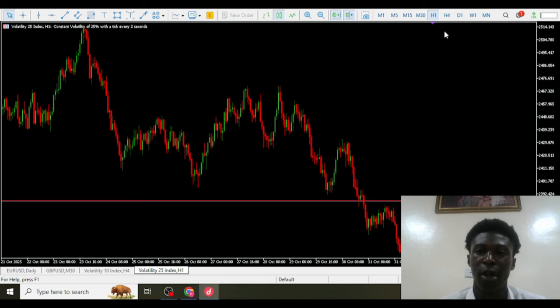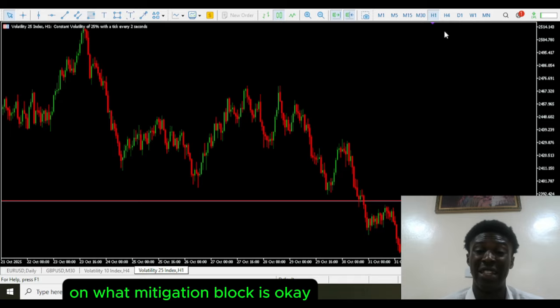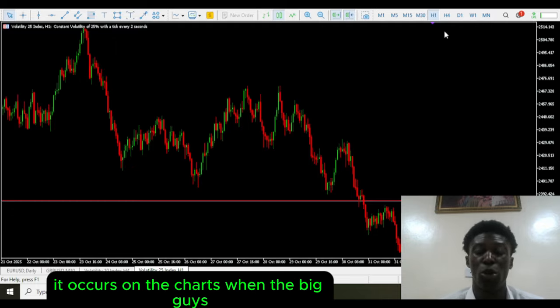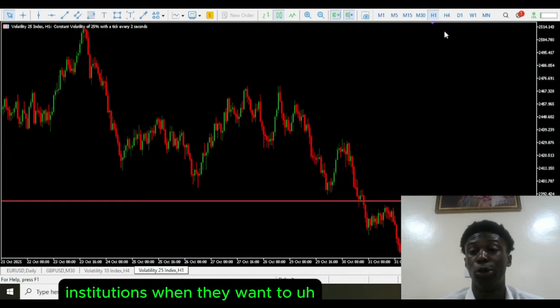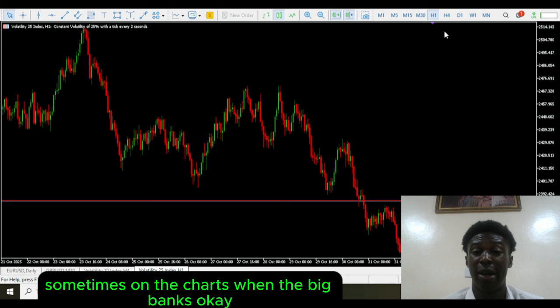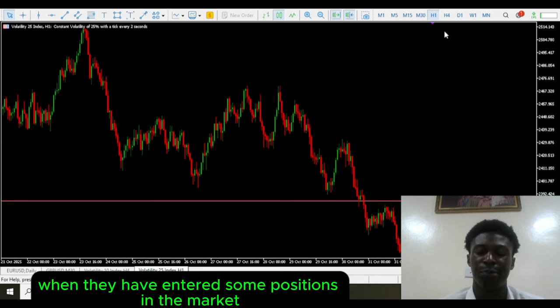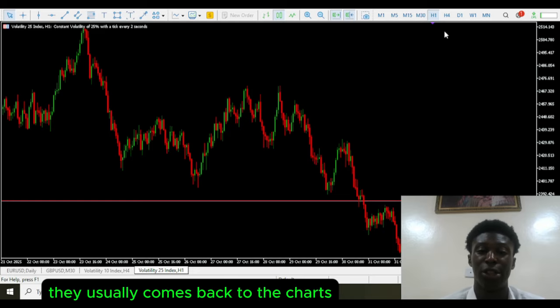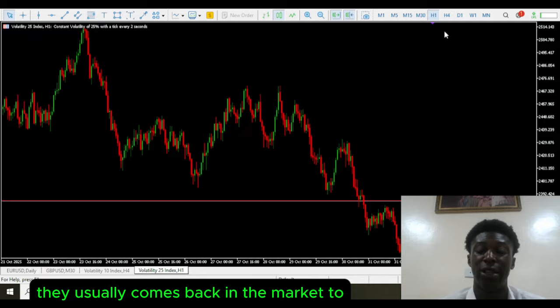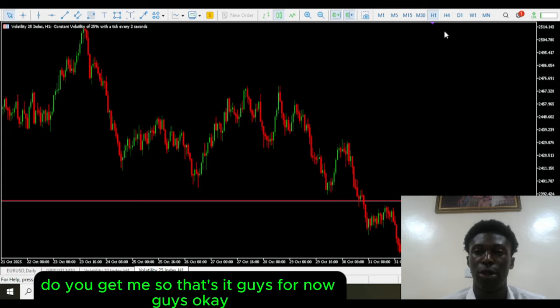So before I proceed, guys, let me give you a detailed explanation of what mitigation block is. Mitigation block in the market occurs on the chart when the bigger institutions want to finish up their positions in the market. Sometimes on the chart, when the big banks have entered some positions in the market, they usually come back to the chart to finish up their positions in the market. So that's it, guys.